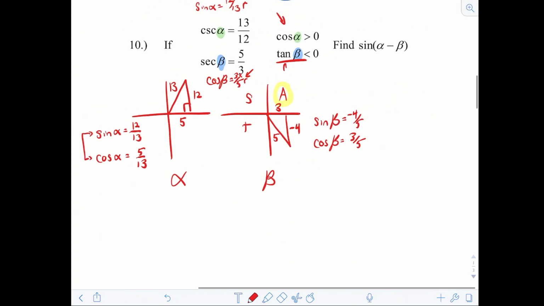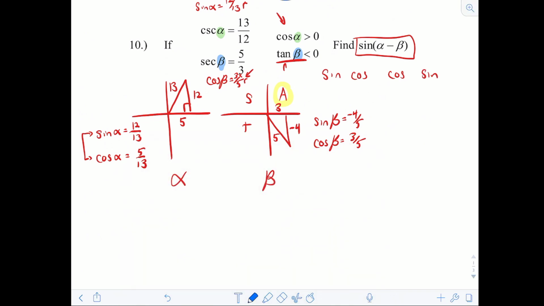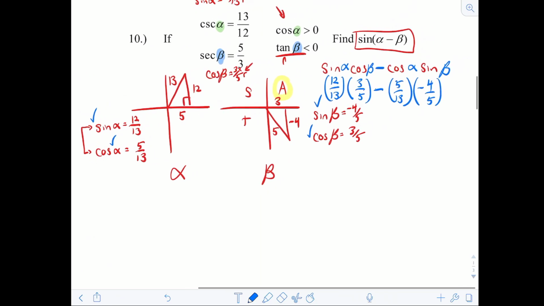All right, now finally on to the actual problem itself. Find sine of alpha minus beta. So we're going to do sine, cosine, cosine, sine. Just as what we did before. Same operation, so it's going to be negative. Place in alpha, place in beta, place in alpha, place in beta. Okay, sine of alpha is going to be 12 over 13. Cosine of beta is going to be 3 over 5. Match it up with the things that we have. Minus cosine of alpha, that's 5 over 13. And then sine of beta, which is going to be negative 4 over 5. And then multiply and then add together.